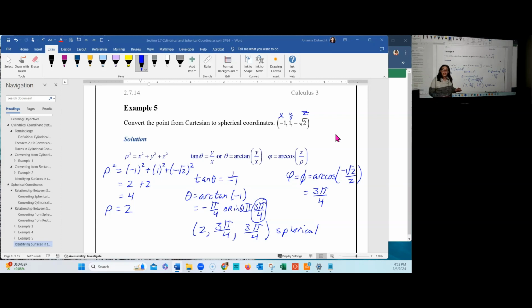Then I use the relationship that in the projection into the xy plane, the tangent of theta is y over x, to write that tangent of theta is 1 divided by -1. So I need to find the arctangent of -1, but with arctangent, we may not end up in the right quadrant.